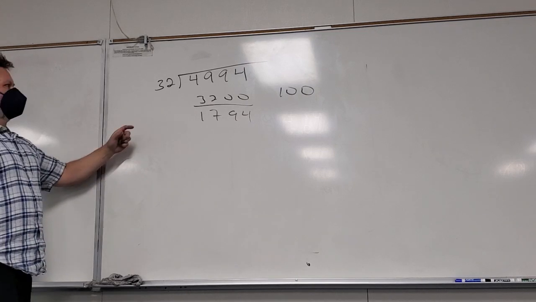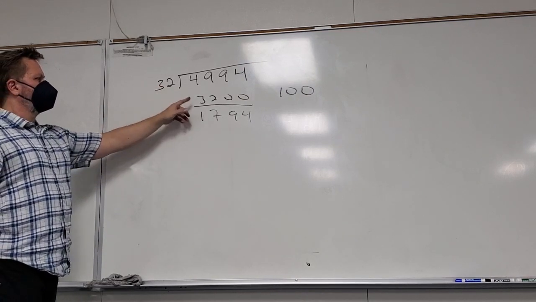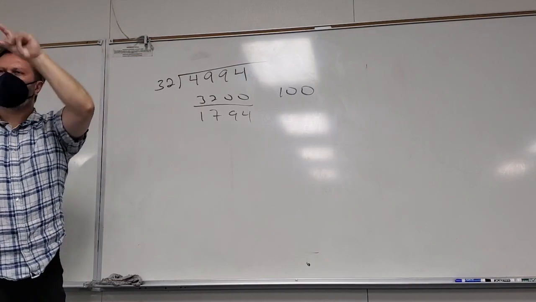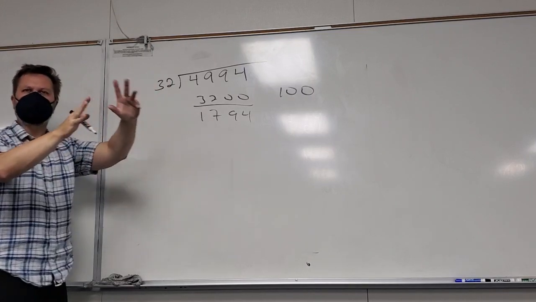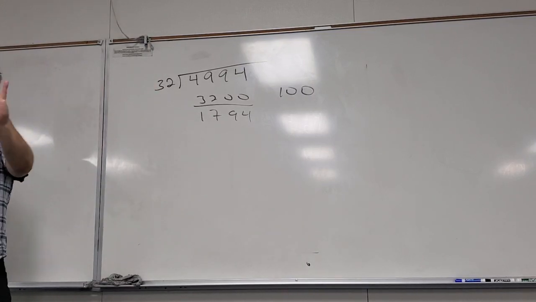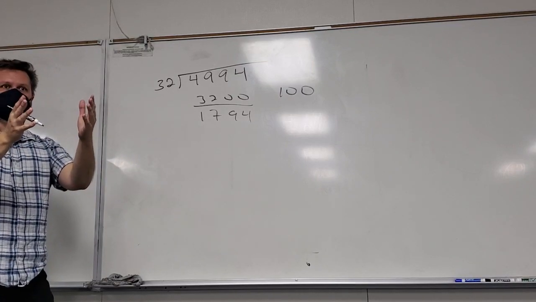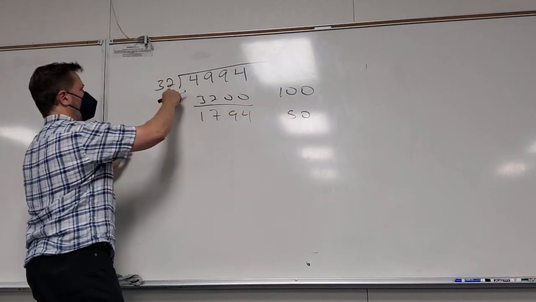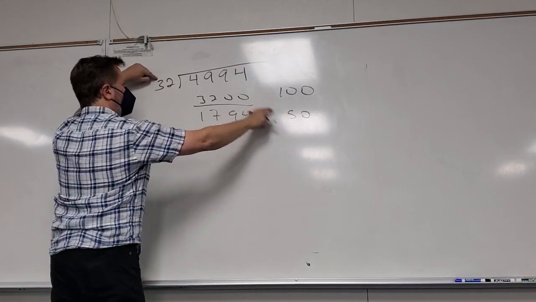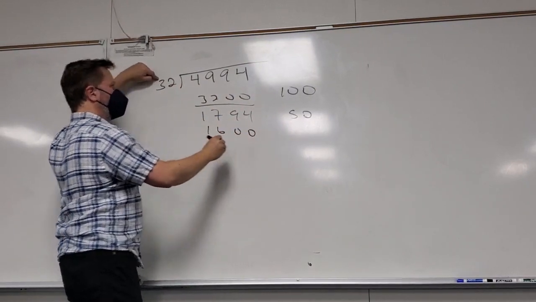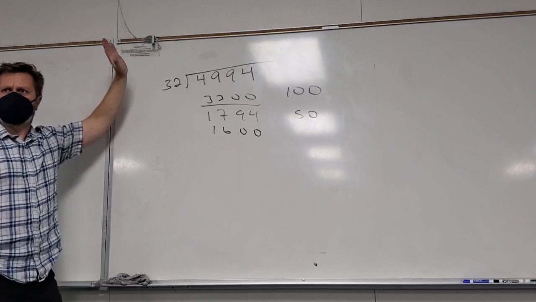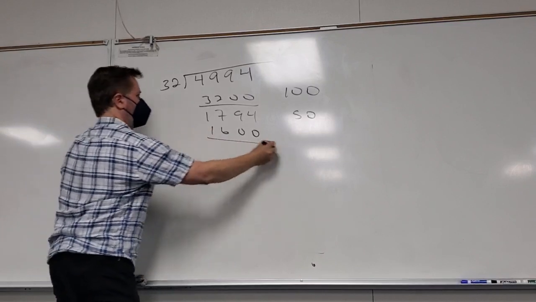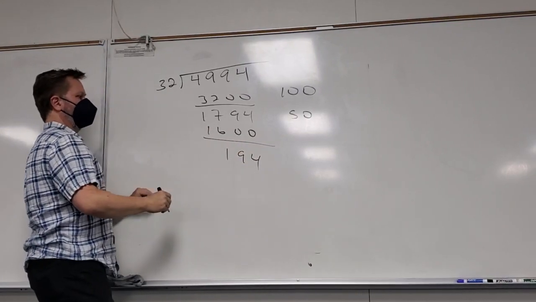So what do you guys think? Like 30 into this. How many? What do you think? Think about like 3 into 17, right? Like 3, 5. 5, so 50. You guys see what I'm saying? So I'm just trying to get something close that goes into it. I don't have to be perfect this way. 50 times 32 would be 1,500 plus 100, so it's 1,600. Is that cool? 30 times 50 is 1,500. 2 times 50 is 100, so that's 1,600. So what do I have left to work with? 194.